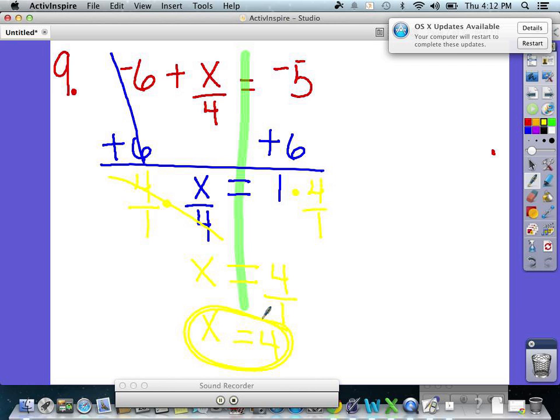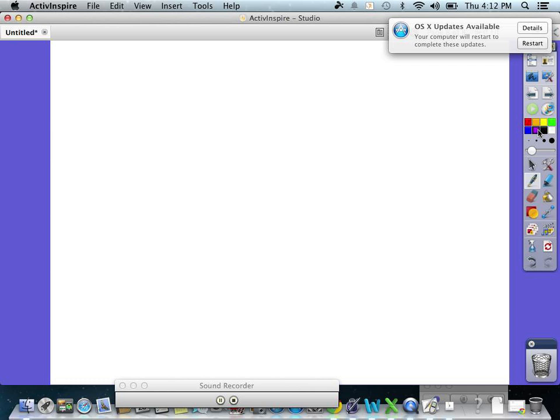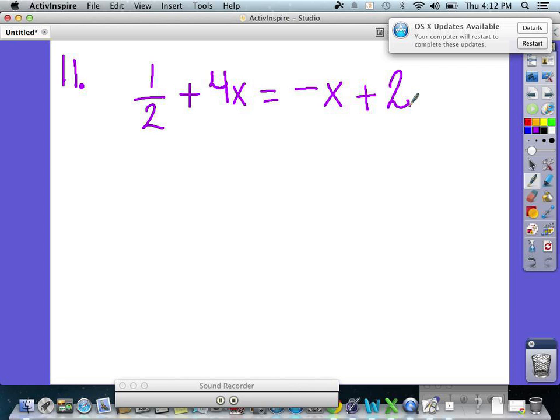The next one will be number 11. I'm trying to work some that have fractions in them. I know a lot of you guys are scared of fractions. Number 11: one half plus 4x equals negative x plus 2. What am I going to do first? Yep, you're absolutely right. I'm going to divide my equation.